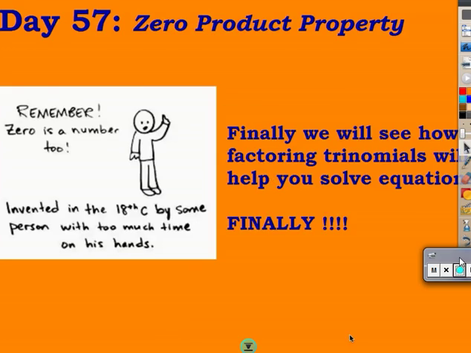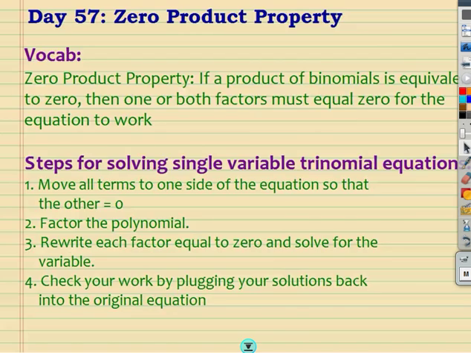Hello everyone. Today we will look into solving quadratic equations by using the zero product property. When you multiply a number with 0, your result is 0. So we are going to use that knowledge, zero product property, to solve quadratic equations. If a product of binomials is equal to 0, then one or both factors must be equal to 0.